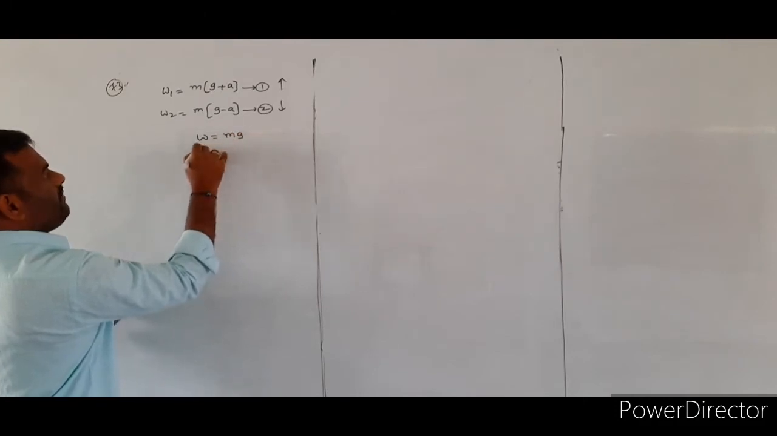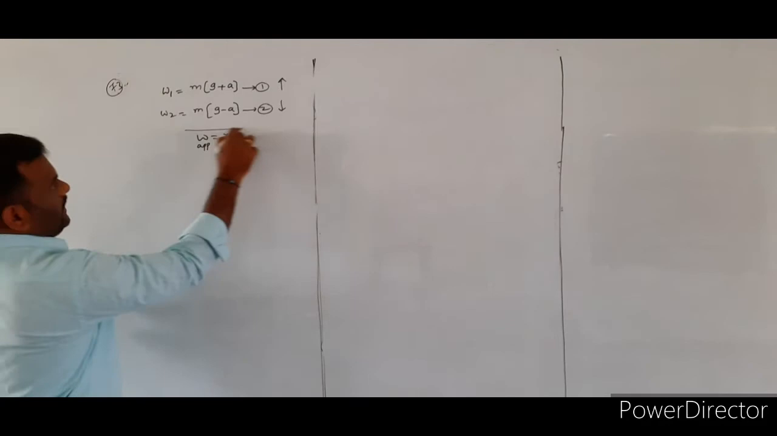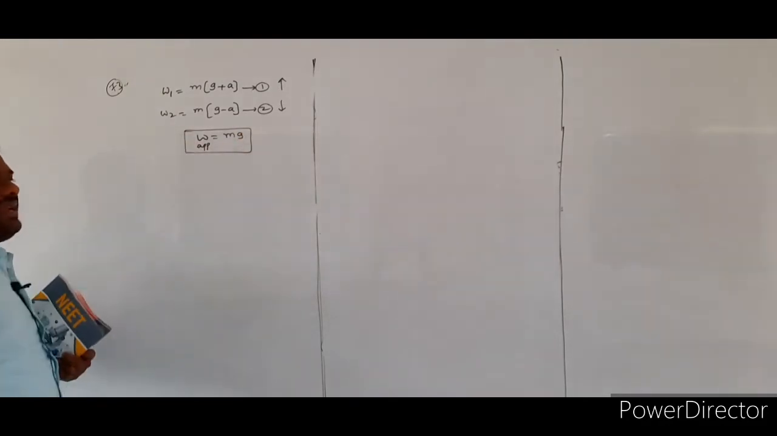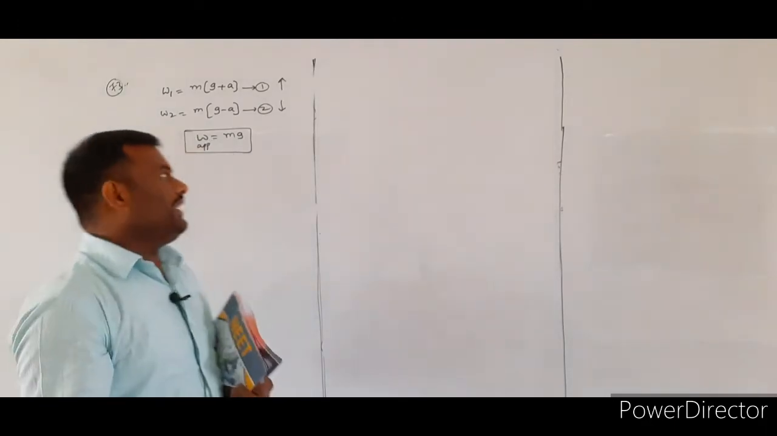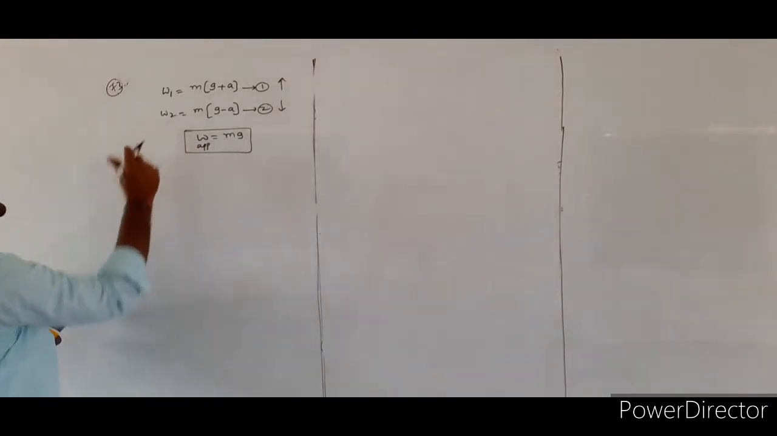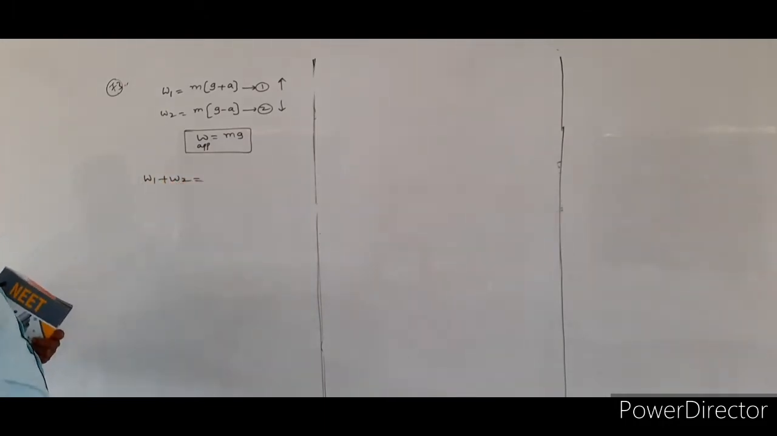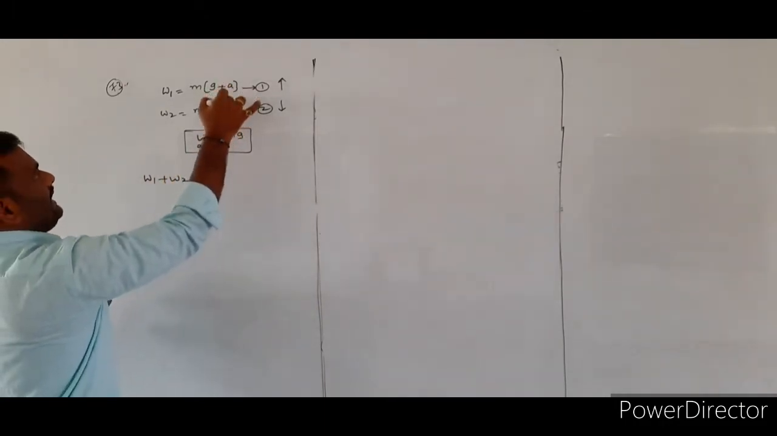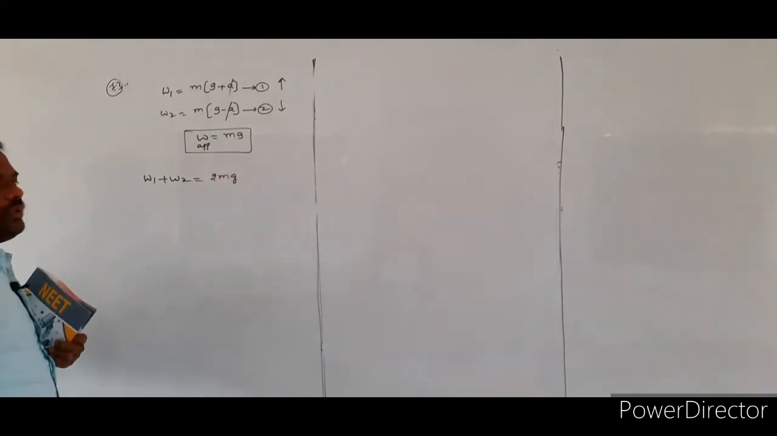Whenever the lift is at rest or moving with constant velocity, we know that apparent weight is equal to true weight. Now, from equations 1 and 2, we will add those two equations. So here the ma terms will be cancelled, and you will get 2 into m into g.